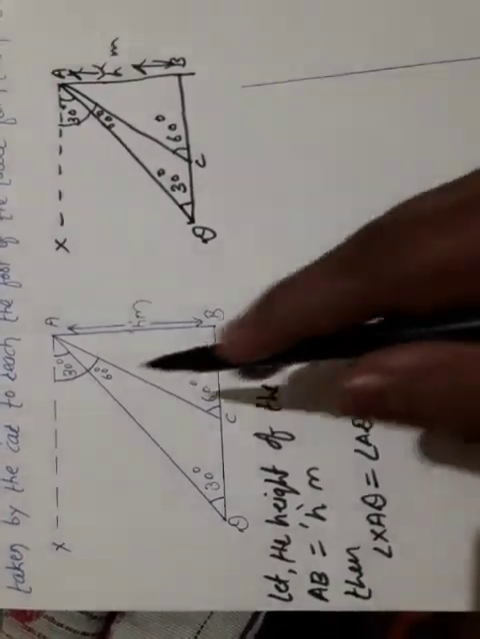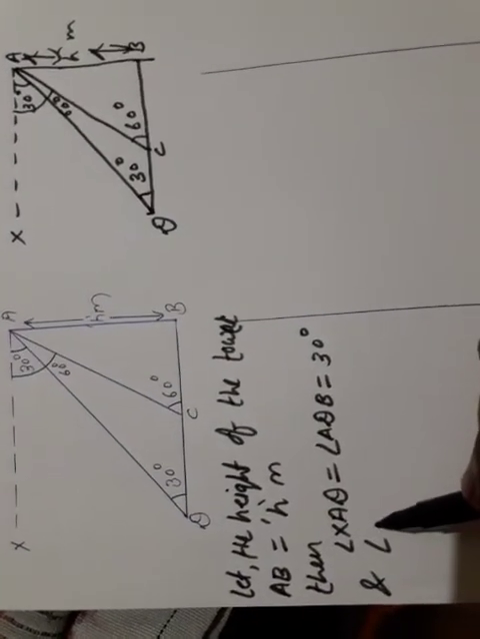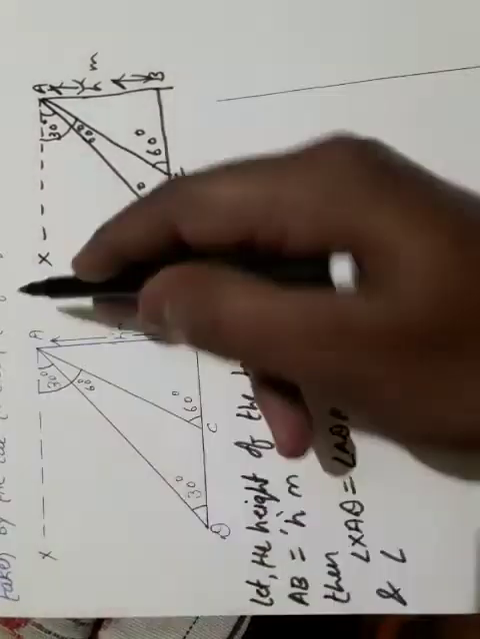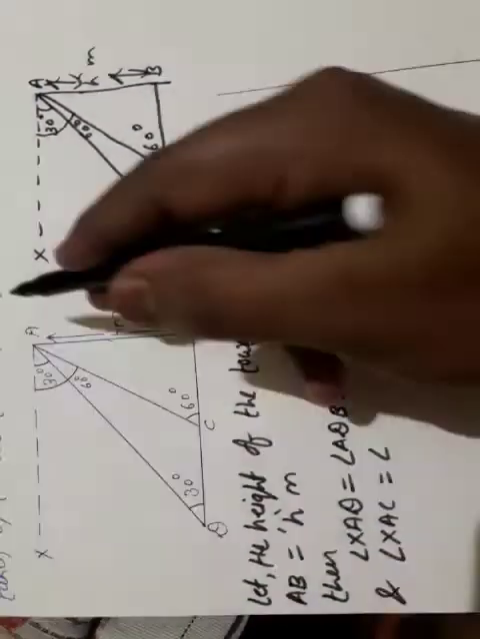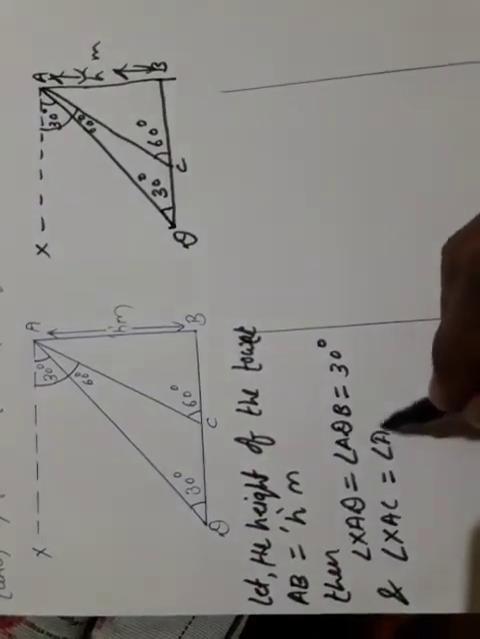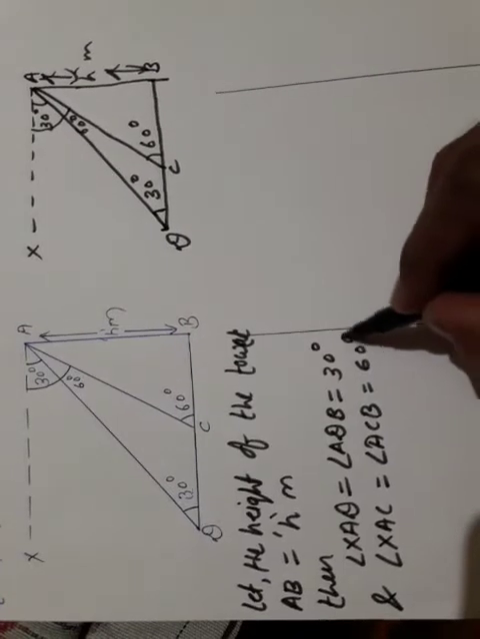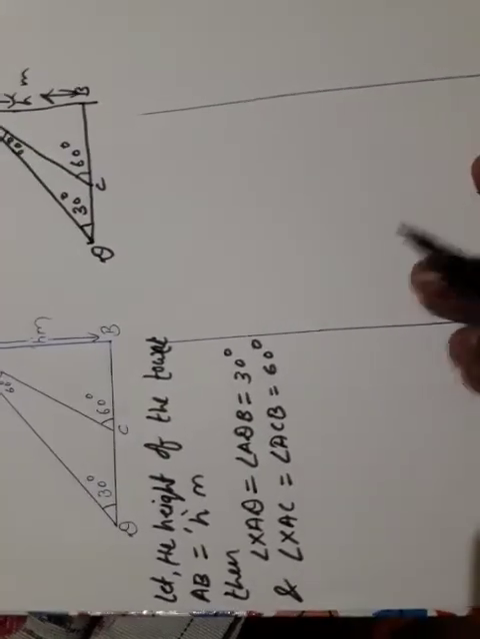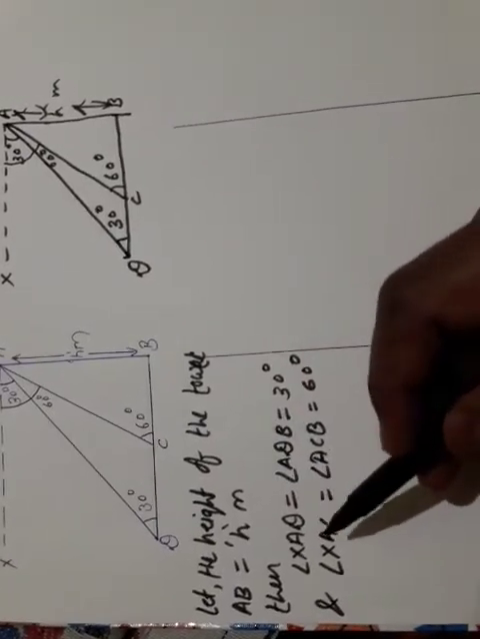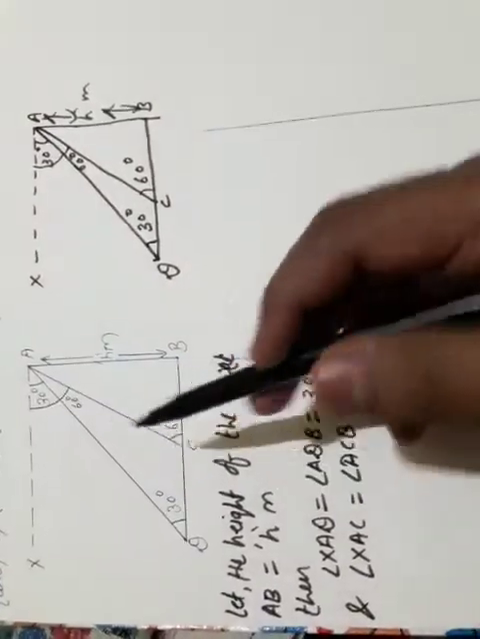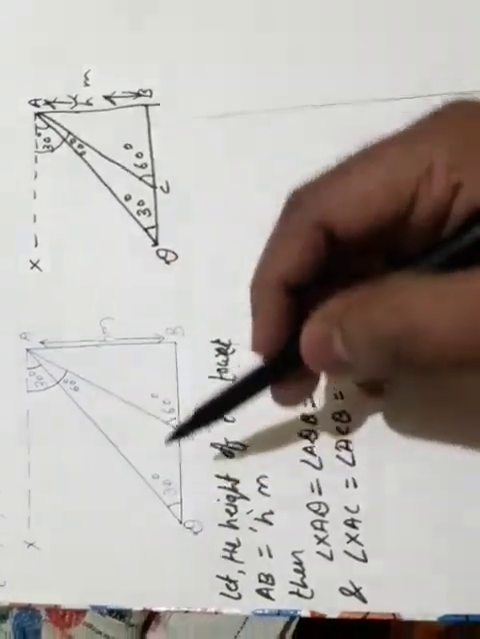Now you know that because of alternate angles. Next, angle XAC is equal to angle ACB is equal to 60 degree. Got idea? Okay, this we have considered as it is. I have written, copied over here, and by using our previous knowledge I have written here by using alternate angles 60, 60, 30, 30.